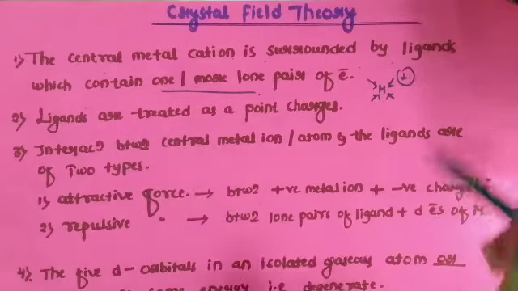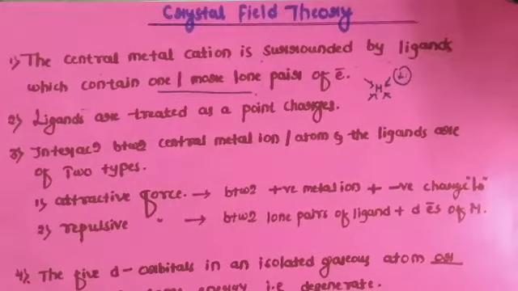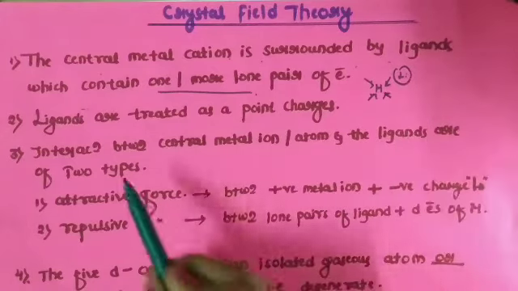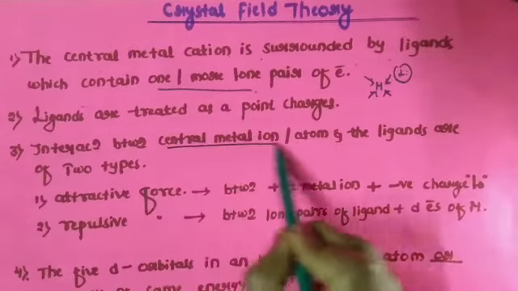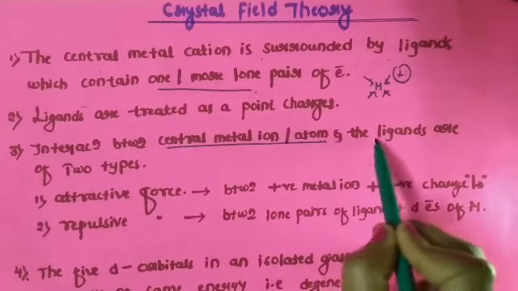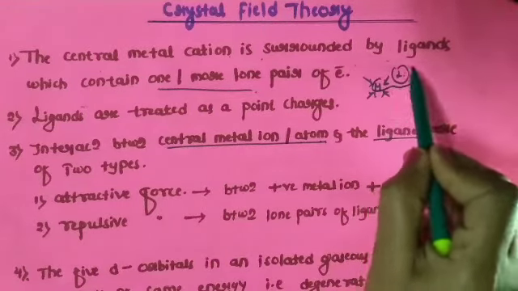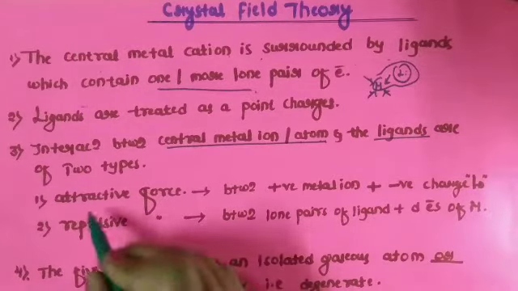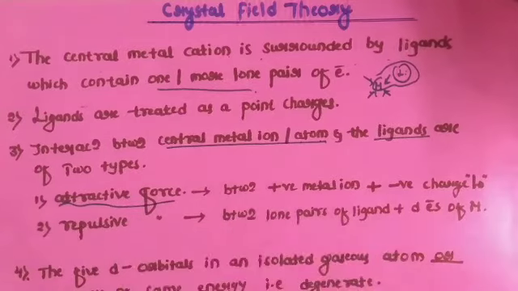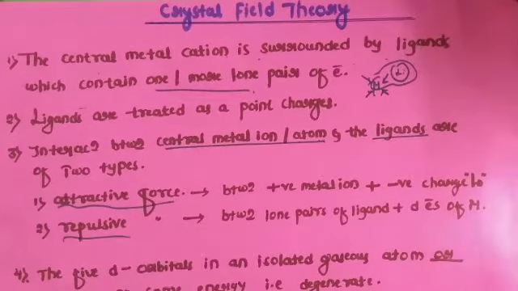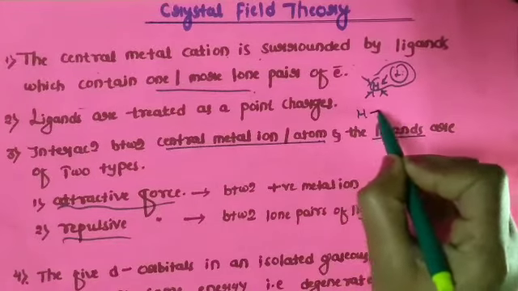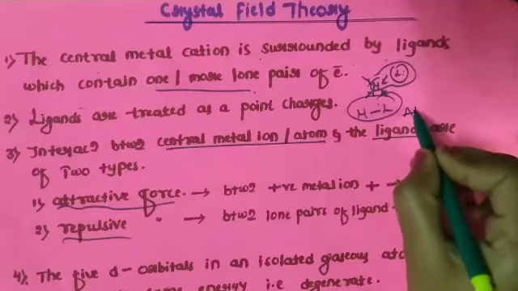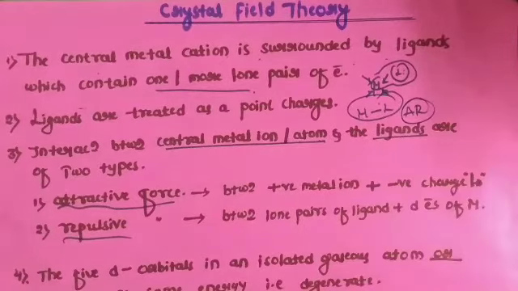Next, these ligands are treated as point charges. Here there is an interaction between the central metal ion or atom and the ligand. The interaction between the metal and ligand is mainly of two types: one is an attractive force and the other is a repulsive force.